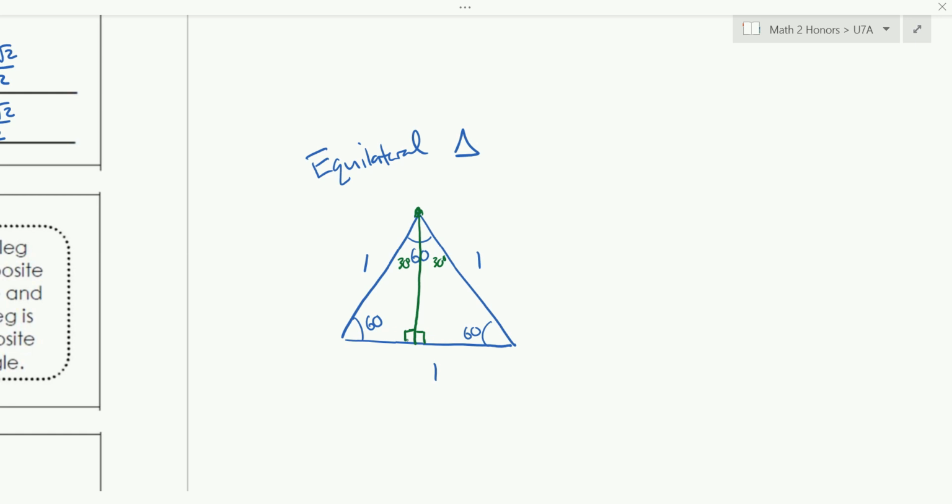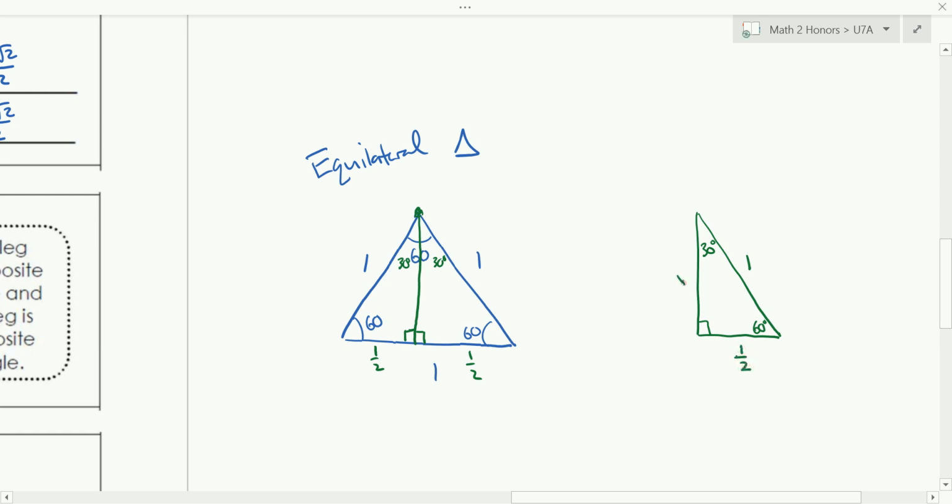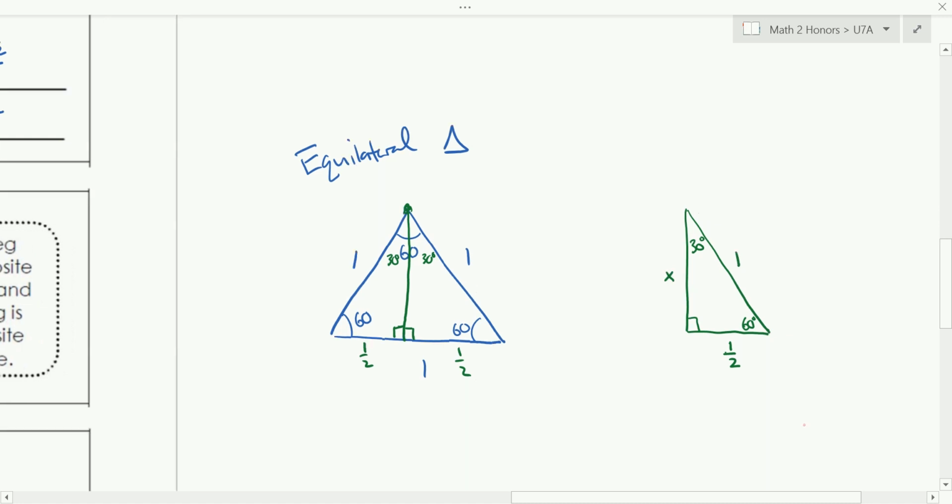How about the base length here? Has to be congruent to this one because the two triangles are congruent, so it has to be a half. Okay, so from that, I'm just going to now break this apart and look at one of the 30, 60, 90 right triangles. So we made the hypotenuse 1, but from this picture we found that the side length across from 30 is 1/2. We still are not sure what the side length is across from 60, but now we can find it by using Pythagorean theorem.